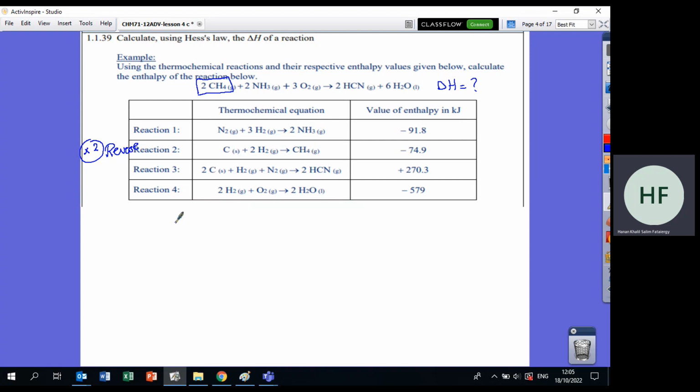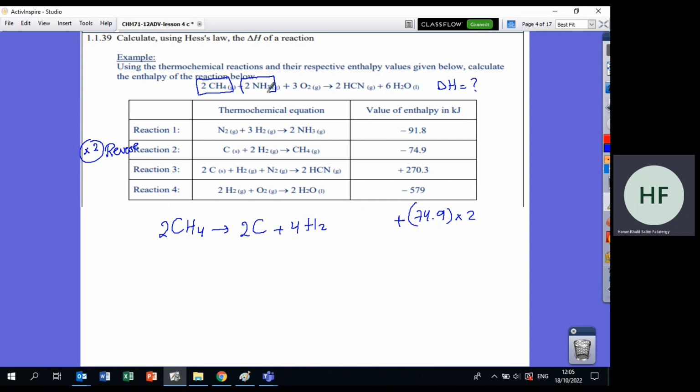When I reverse this reaction, it will be CH4 giving me C and H2. Now I multiply by 2, so this one will be 2CH4 giving 2C, and 2 times 2, this is 4 H2. Now, what do I do with delta H? If I reverse, I will opposite the sign. If I multiply by 2, I will multiply this whole number by 2, 74.9 times 2.